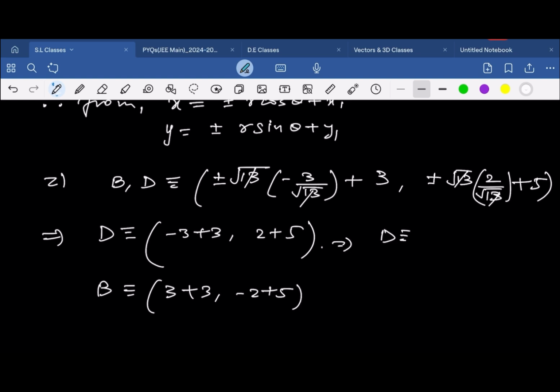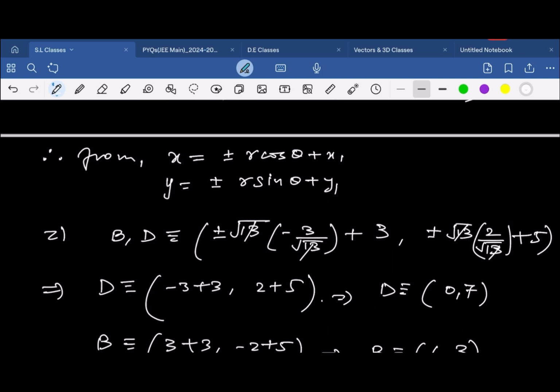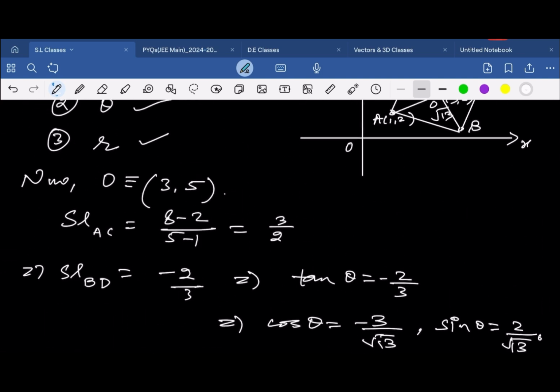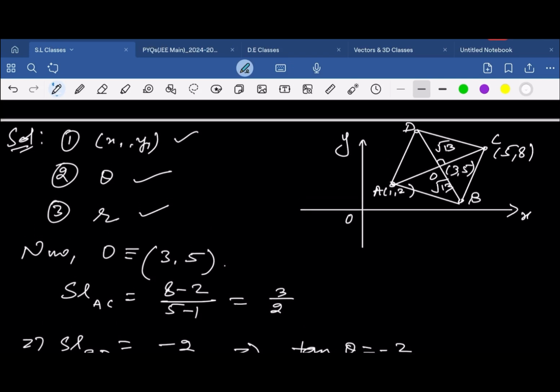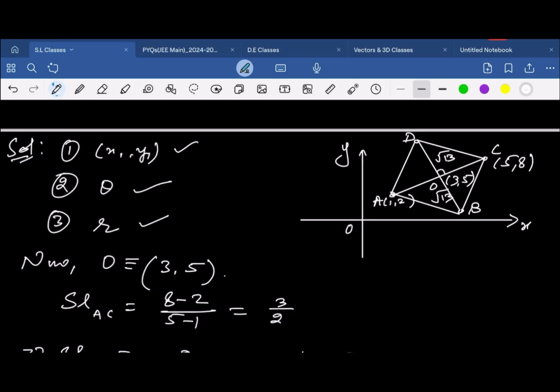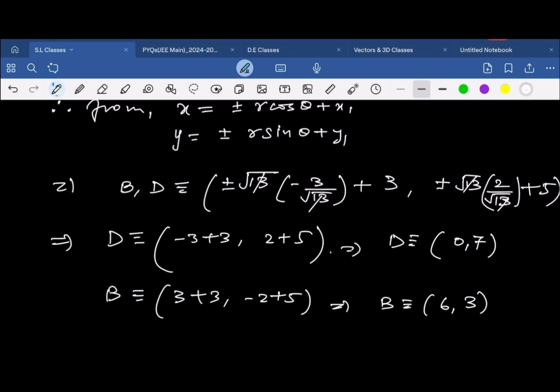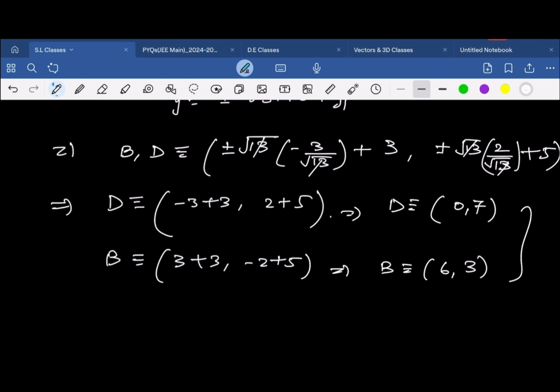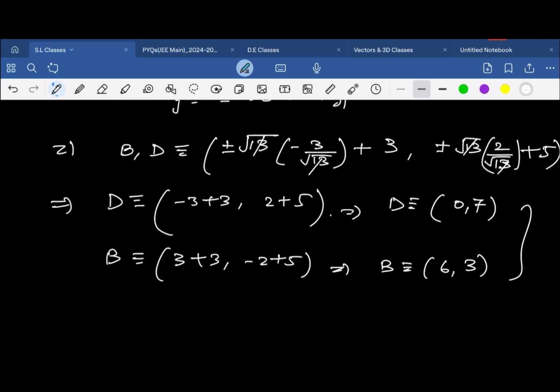So D is (0, 7) and B is (6, 3). So these are the two other vertices of the same square, and the question has been solved. So students, this was all about today's lecture.